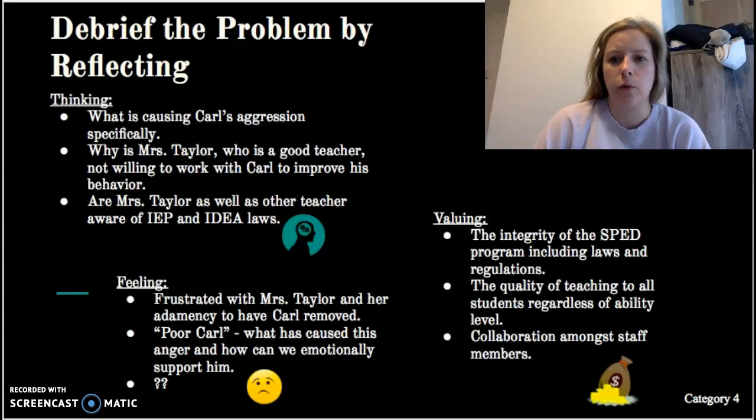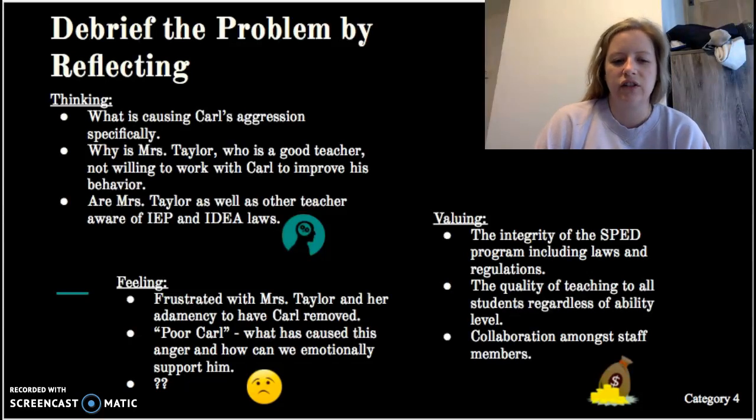The next thing I felt was poor Carl. He's seeing his parents react at home to each other after being newly divorced, and seeing a glimpse of that in the IEP is something that, if they do that in public, what are they doing behind closed doors? So I felt bad for Carl, and that this is what he's doing.